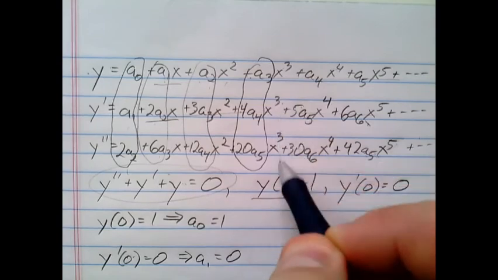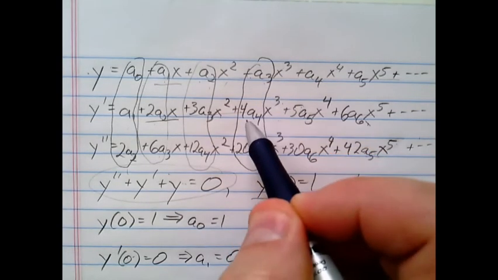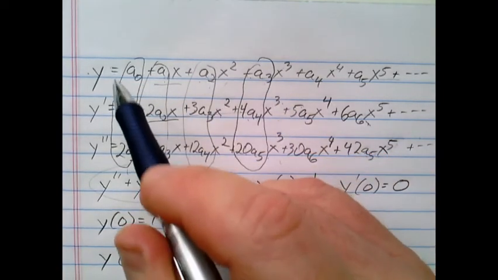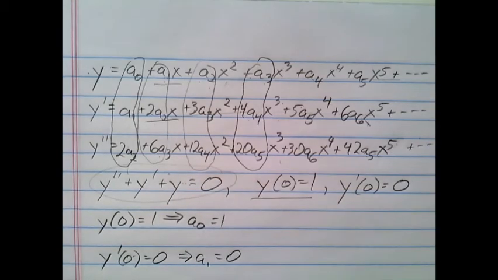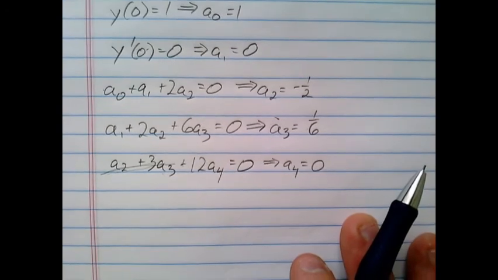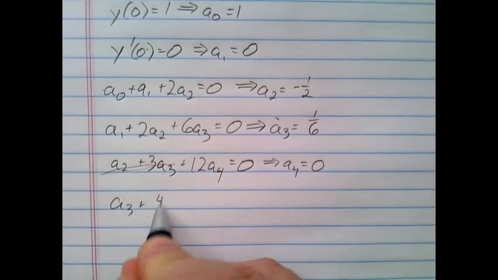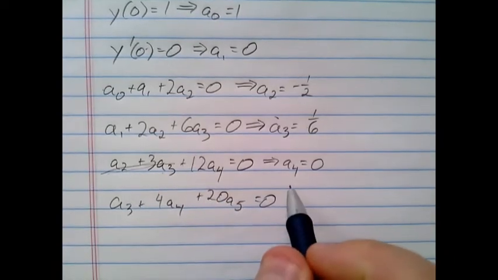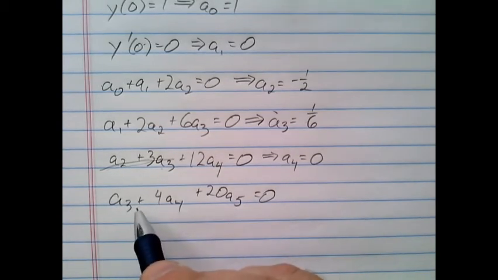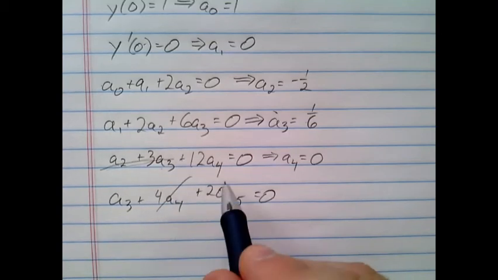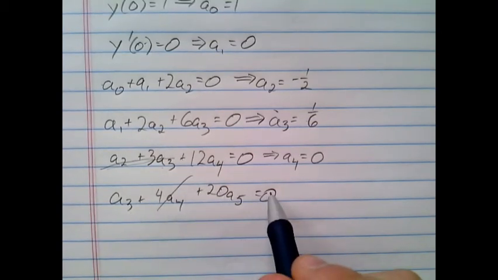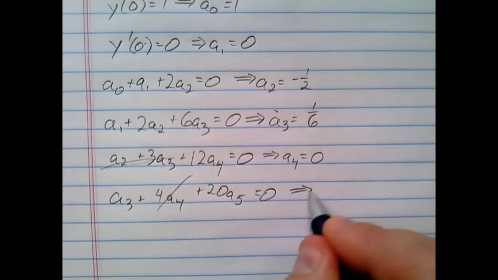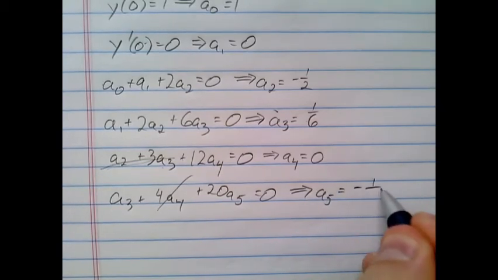So, using the x cubed terms, I can see that a3 plus 4a4 plus 20a5 would all have to add up to 0 for these three functions to add up to 0 and satisfy the differential equation. So, one more time, a3 plus 4a4 plus 20a5, that's got to be 0. a3 is 1/6. a4 is 0, so we can forget that. So if I bring the 1/6 over, it'd be negative 1/6. Divide that by 20. So a sub 5 is negative 1 over 120.